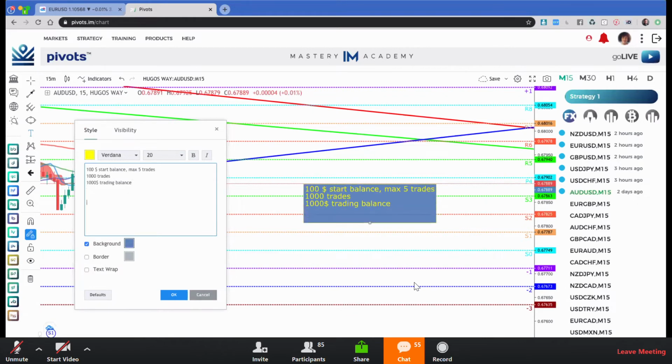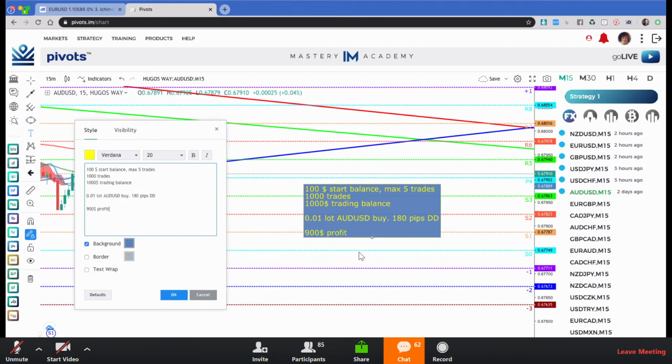What's your lot size on $100? 0.01, right? And let's say we had an AUD USD buy, and that trade is going 180 pips in drawdown. How much dollar is this 180 pips drawdown? Put it in the chat if you know it. $18. So you just made $900 profit and you lost $18.